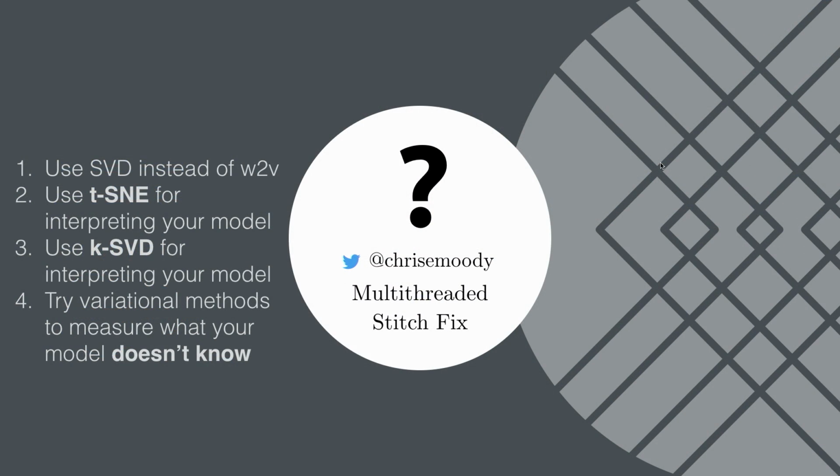All right, so you guys have been an awesome audience. There are a few things I want you to take away. Try using the SVD form instead of the neural network form of Word2Vec. Try using t-SNE, although I think everyone is already pretty familiar with t-SNE. Try using the KSVD to interpret your model. I've very rarely seen a paper actually use the KSVD. And try variational methods when it's important to know what your model doesn't know.